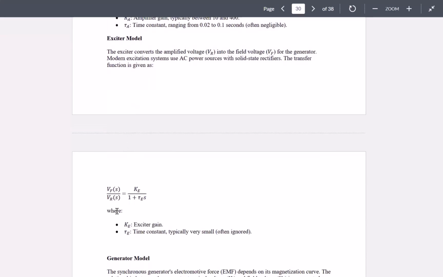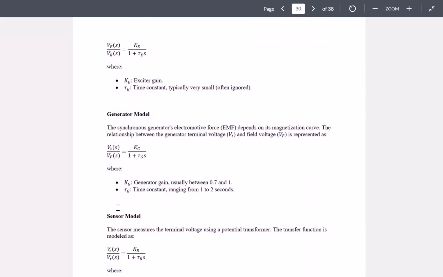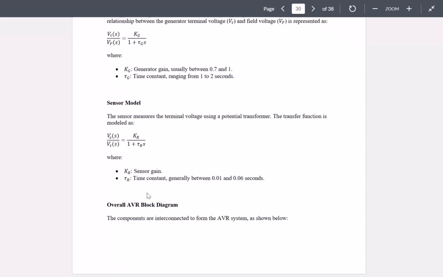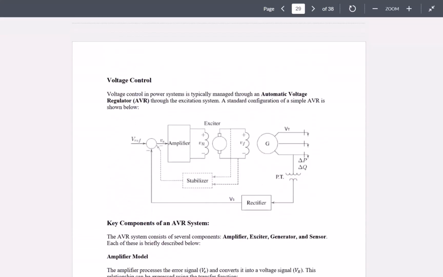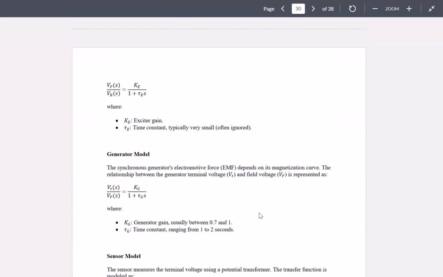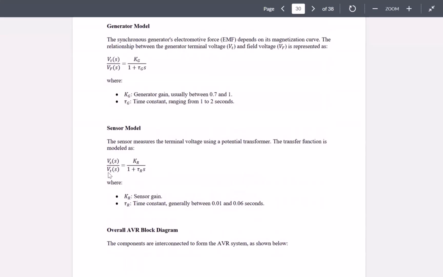The exciter model, in its simplest form, can be a gain with a time constant, which in many cases we can also ignore that tau E if it's very small and just approximate the exciter with a gain. The generator model has its own dynamics to impact the terminal voltage through a gain and time constant. And the sensor model, so the sensor is basically this potential transformer and the rectifier together, which would be, again, in its simplest form, a gain and a time constant.